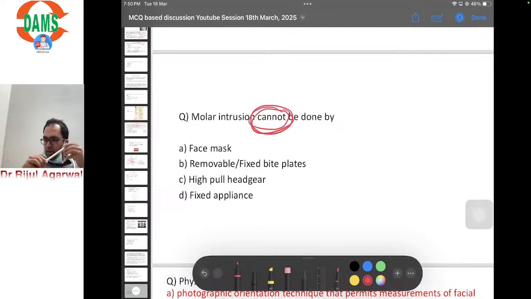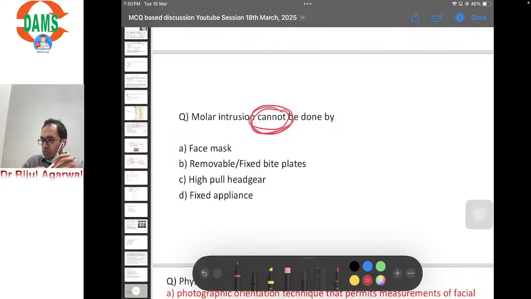Anyone else? Any other answer? This is the problem with this online portal. If I had been sitting in front of you, I would ask why not B, C or D, or why A only.